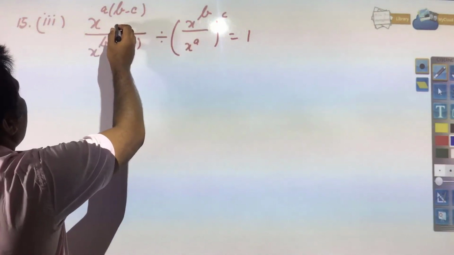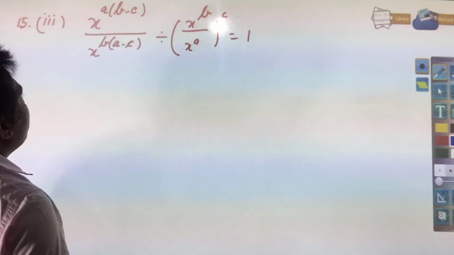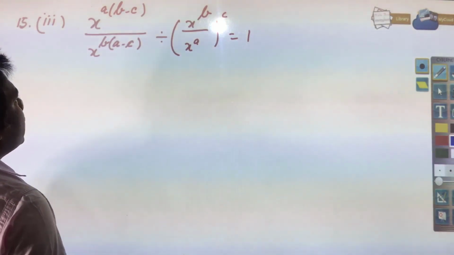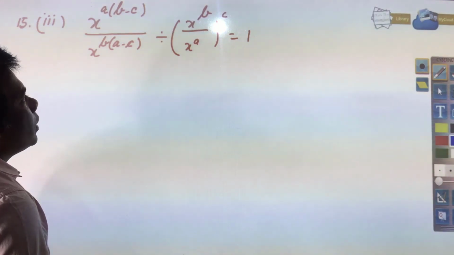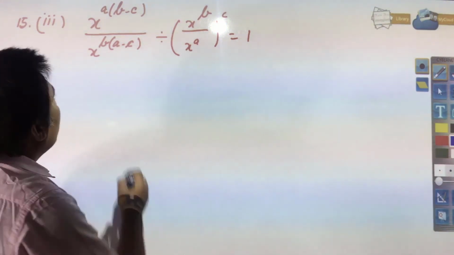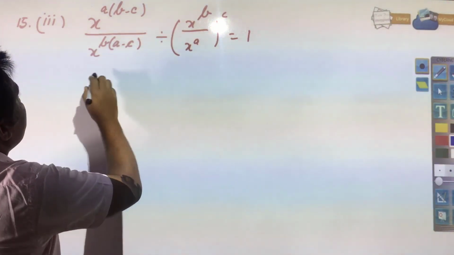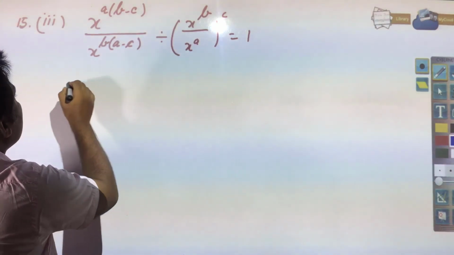X to the power a into b minus c divided by x to the power b into a minus c, divided by x to the power b by x to the power a, whole to the power c, and that is equal to 1. Here you see how we will solve this.